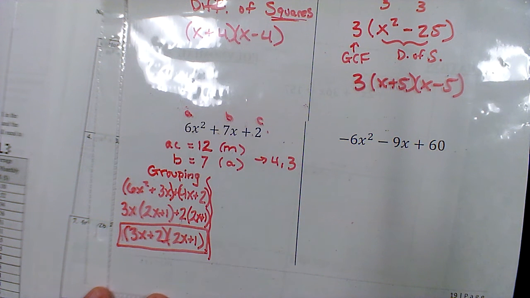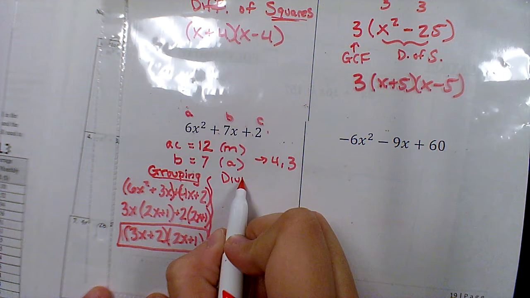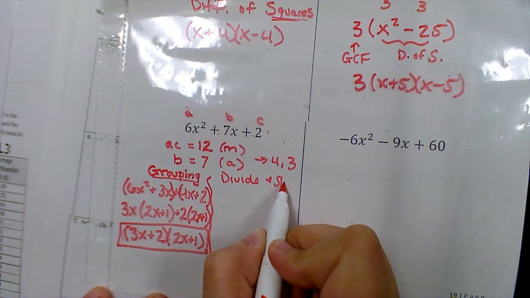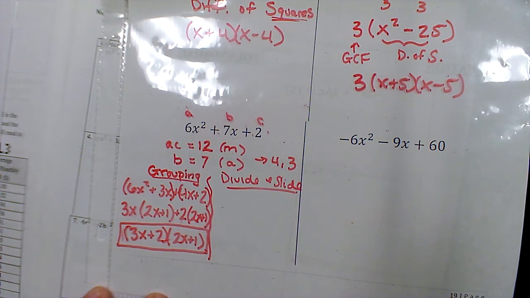Is this kind of the method we're most familiar with for this type of factoring? If you're comfortable with that, go for it. Okay, so you can use grouping to help you with that. I'm going to show you the way I was taught, or how I'm familiar with. You might like it a little better. If you want to use it, it's fine. If you don't, you're not going to hurt my feelings. Okay, I call this one divide and slide.